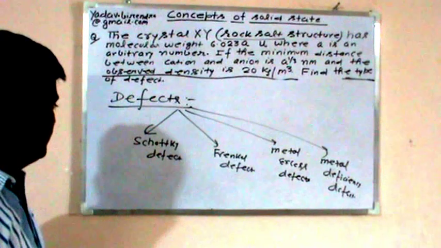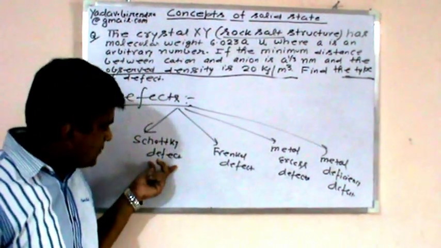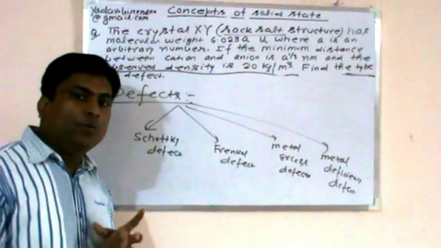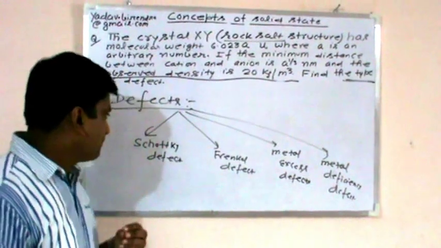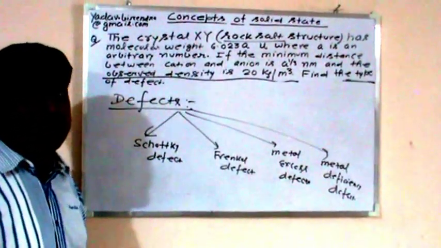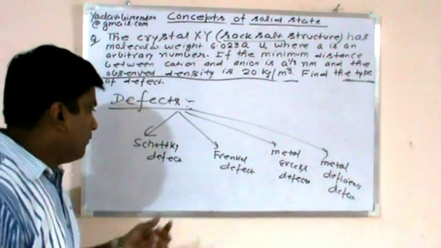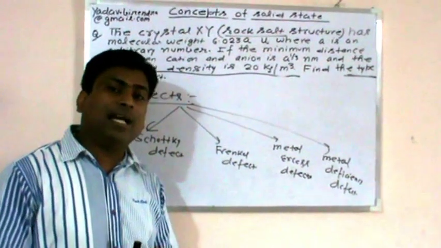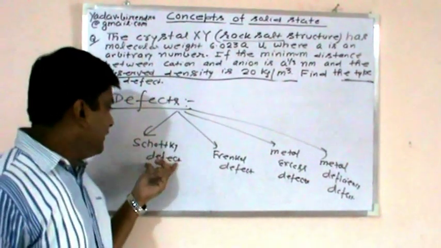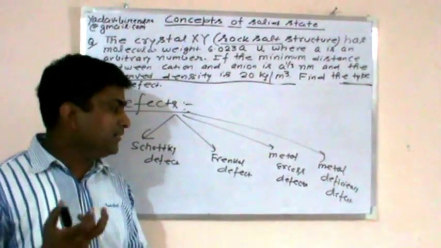Here I wanted to tell you that in Schottky defect, a pair of ions is missing. In Frenkel defect, a cation moves into an interstitial site. Schottky defect is found in those ionic solids where cations and anions do not differ much in size, while in Frenkel defect the size of cation is much smaller than the size of anion. In Schottky defect density decreases, while in Frenkel defect density remains the same.